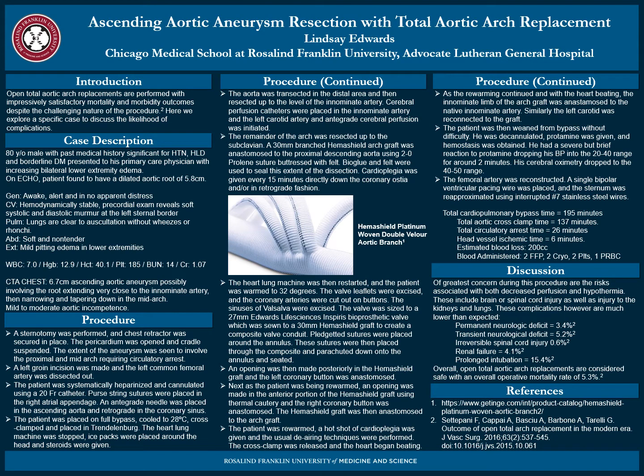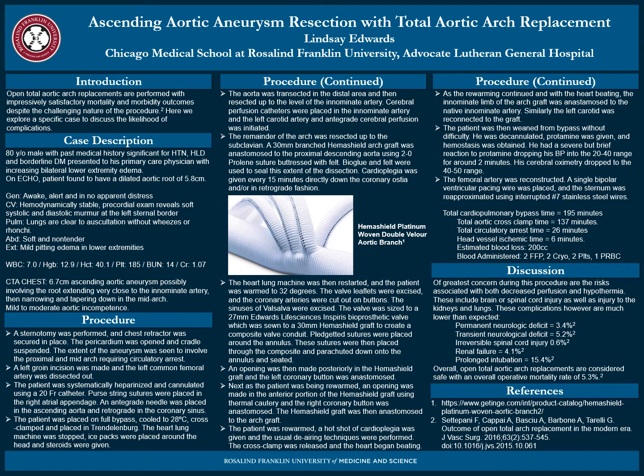The patient was rewarmed, a hot shot of cardioplegia was given, and the usual de-airing techniques were performed. The cross clamp was released, and the heart began beating. As the rewarming continued and with the heart beating, the innominate limb of the arch graft was anastomosed to the native innominate artery. Similarly, the left carotid was reconnected to the graft. The patient was then weaned from bypass without difficulty.